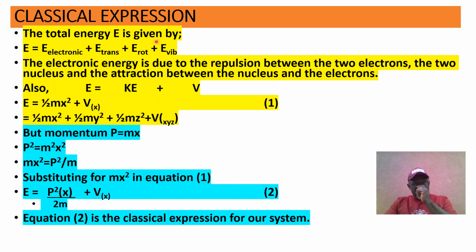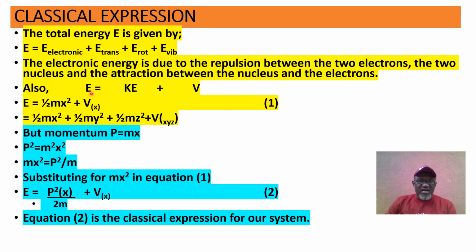If we use that hydrogen, we are going to look at expressions. First is a classical expression. Total energy has so many forms: electronic, translational, rotational, vibrational, and so on. But the electronic energy is due to repulsion between the two protons, and the attraction between the nucleus and the electron. Remember the triangle we drew? There's a repulsion between the protons, attraction between this proton and electron, attraction between the other proton and electron. Sorry, not neutron.